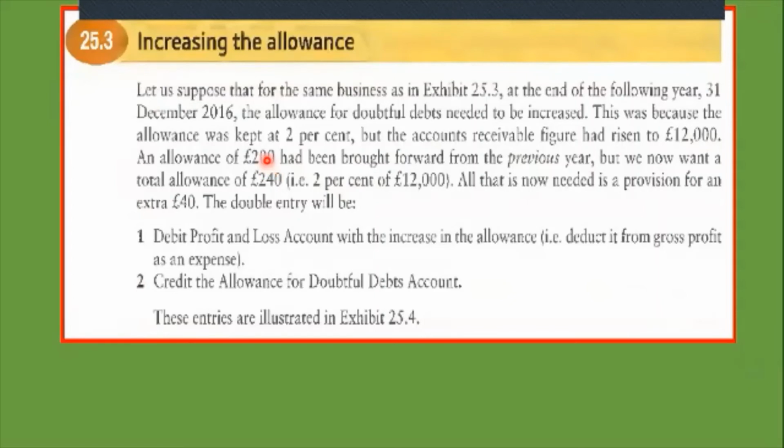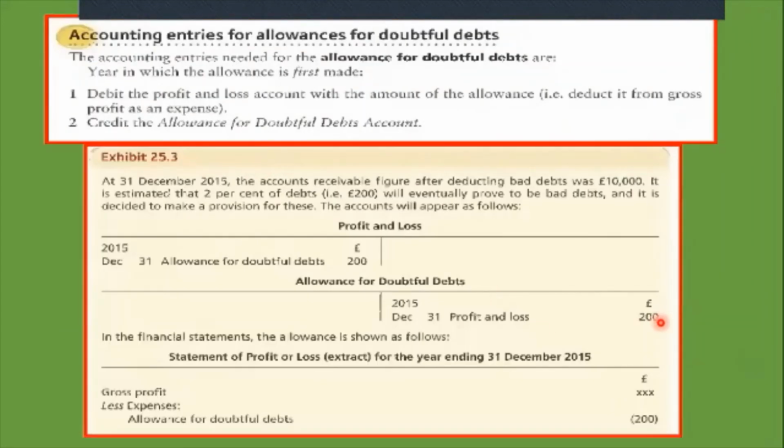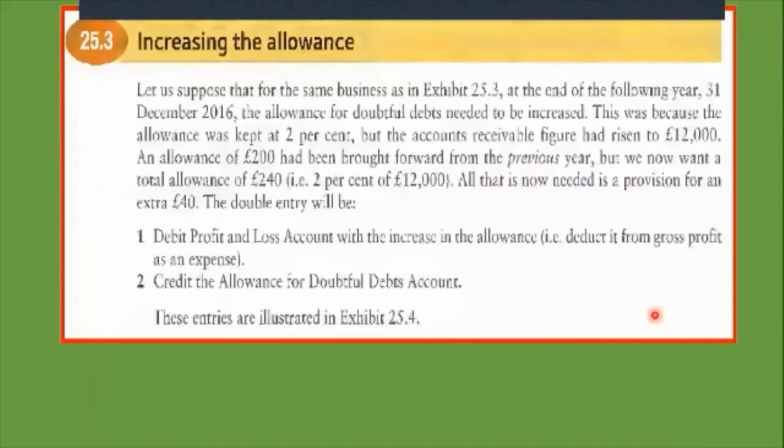Okay, so what you have to do is you have to put in to make that account 2% of 12,000, and that is 240, right? 2% of 12,000 is 240. So it's more than 200 that you have set aside. That right? Remember over here we set aside 200, right? And we need an allowance of 240, so we have to increase it by 40. So the allowance need is a provision for an extra 40.